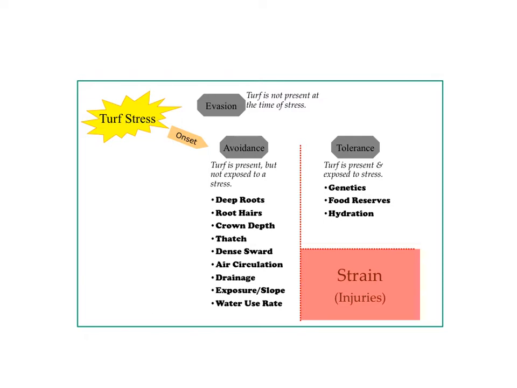Tolerance is the internal mechanisms by which a plant protects itself from a direct stress. Listed here are a few examples. We will discuss later how turfgrass plants protect themselves against a direct temperature stress. The severity of a stress, which are listed here on the left, is determined by the duration of the stress, the number of exposures, and the presence of multiple stresses.